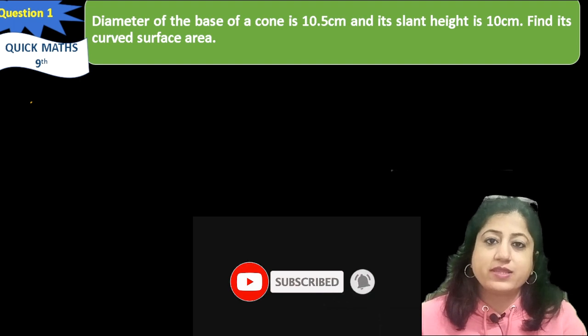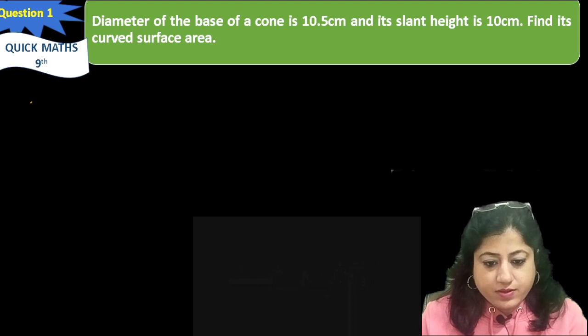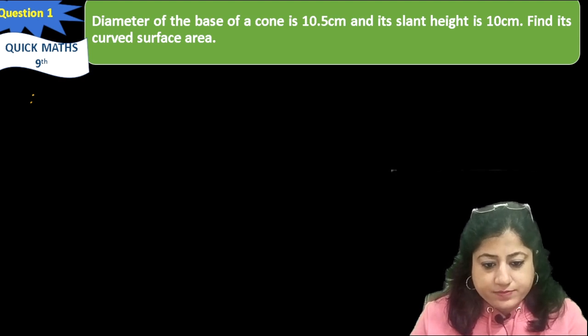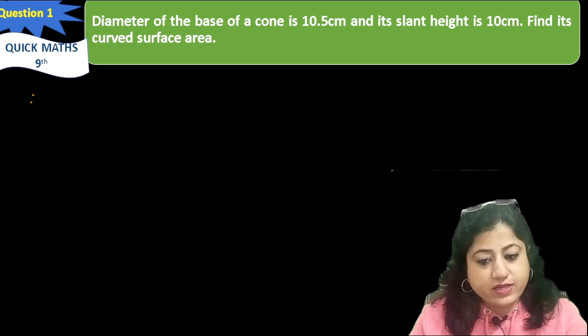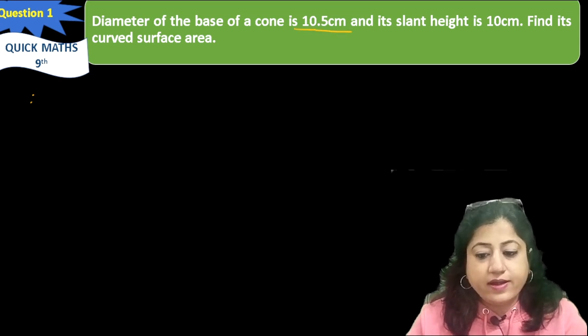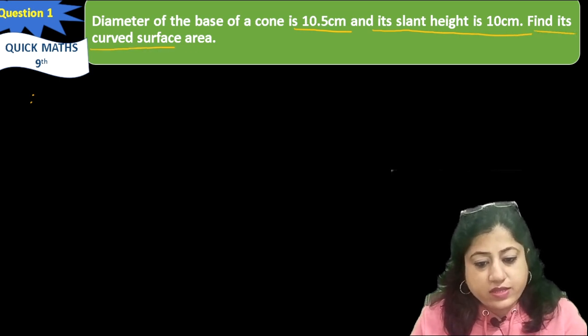Today we will start exercise 13.3, question number 1. The diameter of the base of a cone is 10.5 centimeter. Its slant height is 10 centimeter. Find its curved surface area.